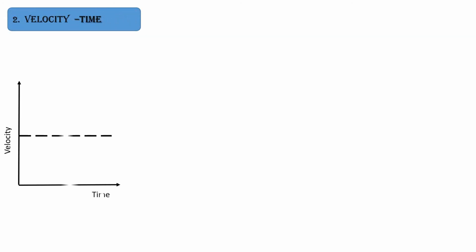In velocity time plots, we will have velocity on the y-axis and time on the x-axis. Right, so here the first graph, we are seeing the velocity is constant throughout. The velocity is not changing. The time is increasing, but the velocity is not increasing. The object is moving with same velocity throughout.